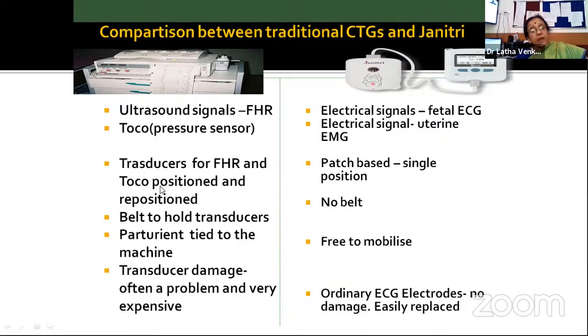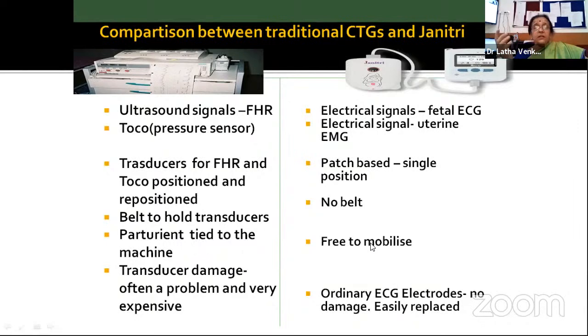Transducers for FHR and toco are positioned and repositioned in our traditional CTG; as the fetal head moves down, we will have to move down the FHR transducer. Whereas here it is a single patch, applied and left alone for the rest of the labor. And we use belts to hold transducers, which can be very uncomfortable to the lady. But here, there is no belt at all. It just sticks on the maternal abdomen. The parturient is tied to the machine, which is very, very unfortunate. Here, she is free to mobilize.